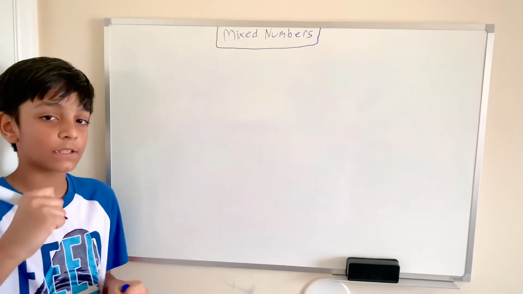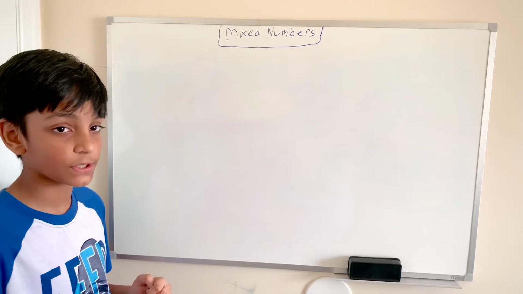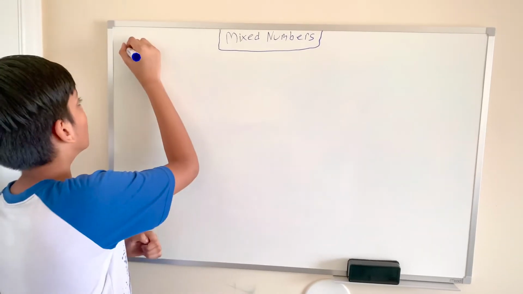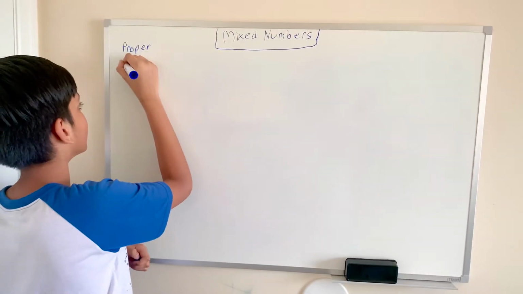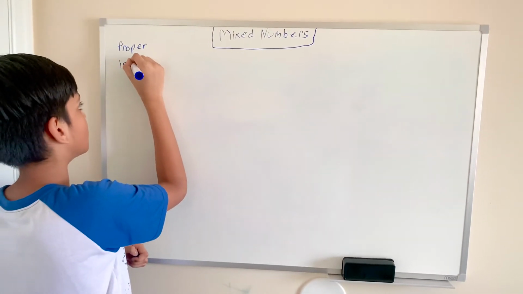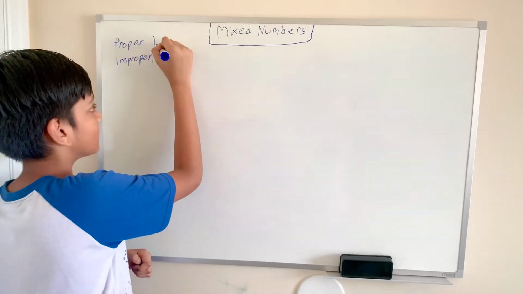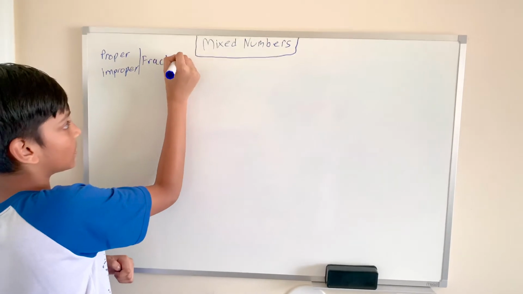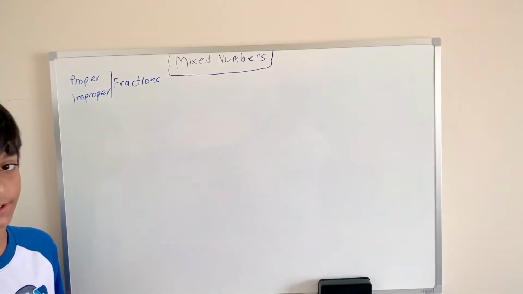So to know mixed numbers, you first need to know proper and improper fractions. So what are proper and improper fractions?